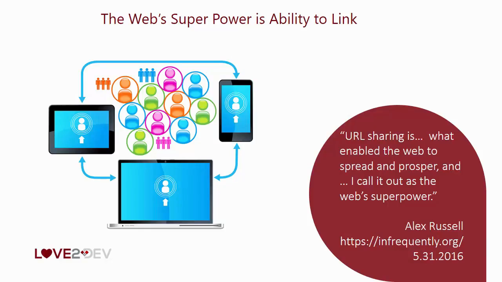And remember, the web's superpower is its ability to link. Again, Alex Russell, the guy who created the term progressive web app, said URL sharing is what enabled the web to spread and prosper, and he calls it the web's superpower. That's why I'm calling it the superpower, because I totally agree. Deep linking is the power. You can create content rapidly and get indexed rapidly for these long tail keywords, which, if you know enough about search engine marketing, are over 80% of the search phrases every day in the search engines.